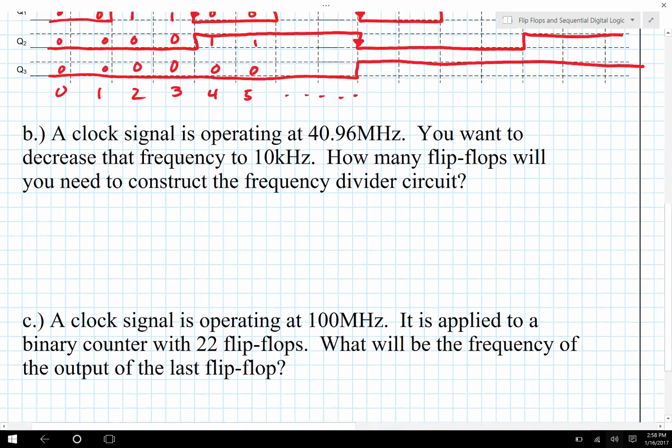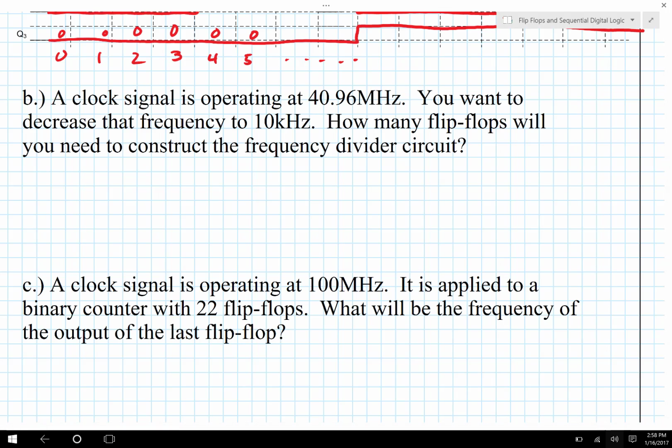Let's do a couple of quick design problems. I have a clock signal operating at 40.96 megahertz. So this is going to be a square wave. You want to decrease that frequency to 10,000 hertz, 10 kilohertz. How many flip-flops are you going to need? So I'll have 40.96 megahertz divided by, make sure that's a capital M, divide this by 10 kilohertz. When I do this, I'm going to get 4,096.